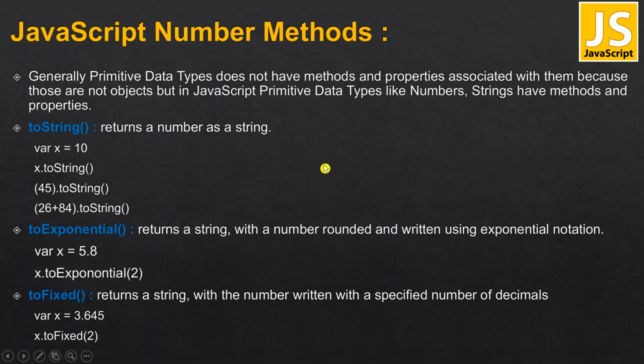But in JavaScript, primitive data types like numbers and strings have methods and properties. Even though in JavaScript numbers and strings are considered to be primitive data types, they have their own associated methods and properties. Let us discuss some of its useful methods. There are numerous methods for number data types, friends. So in this class I am going to discuss the most frequently used methods. The first method is the toString method.